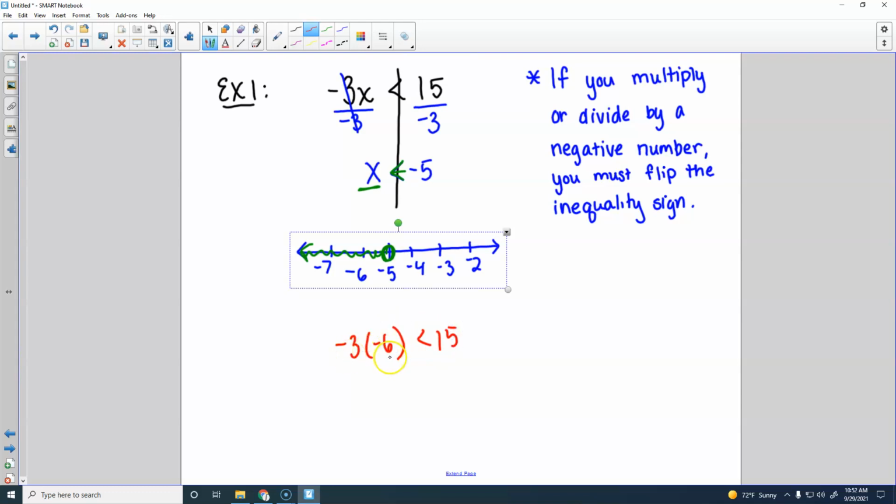What is -3 times -6? Not -18. Positive 18. Is that less than 15? No. So, we did not flip the sign.